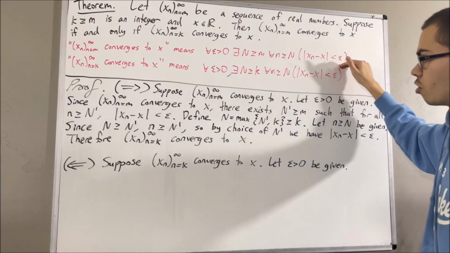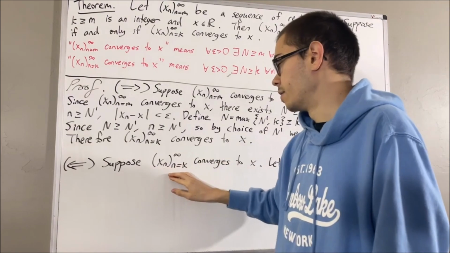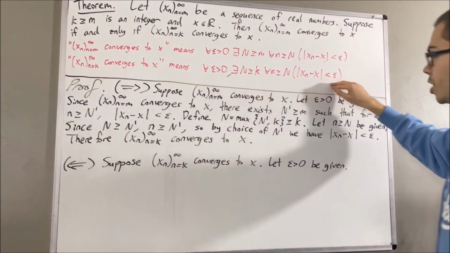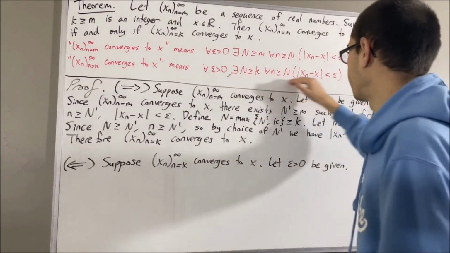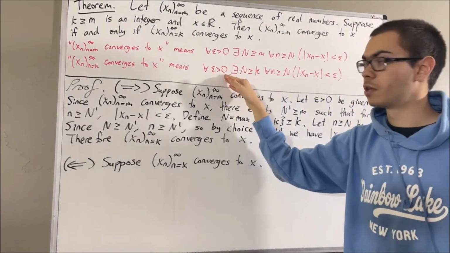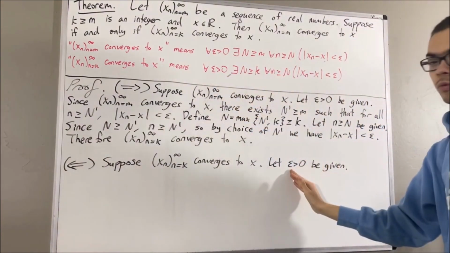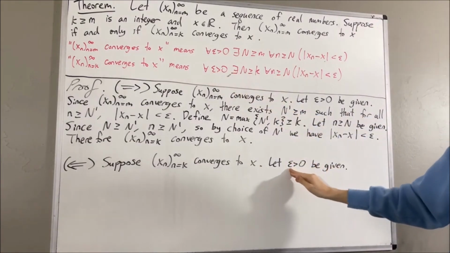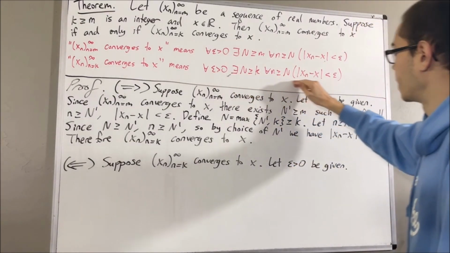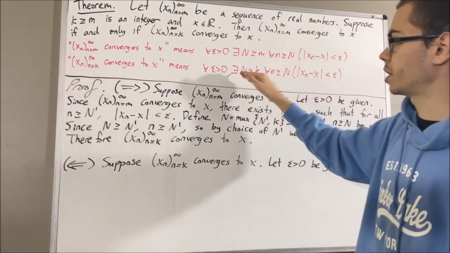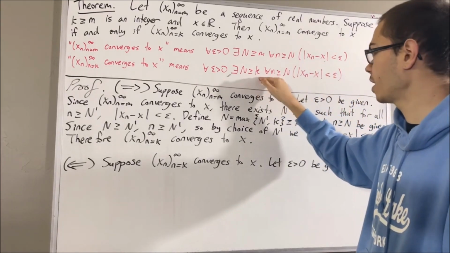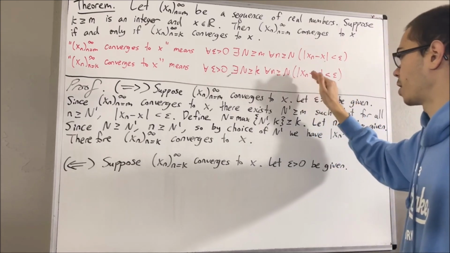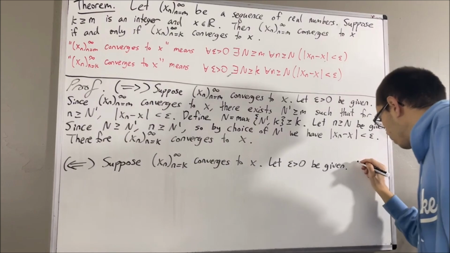Now, remember, we know that the sequence with starting index k converges to x, which means we are given that this second statement is true. And this second statement works for every positive real number. So in particular, it must work for the epsilon we've just introduced into our proof. So taking epsilon to be the epsilon we have here, we have that this statement is true. So there exists an integer capital N greater than or equal to k, such that for all n greater than or equal to capital N, the absolute value of xn minus x is less than epsilon.